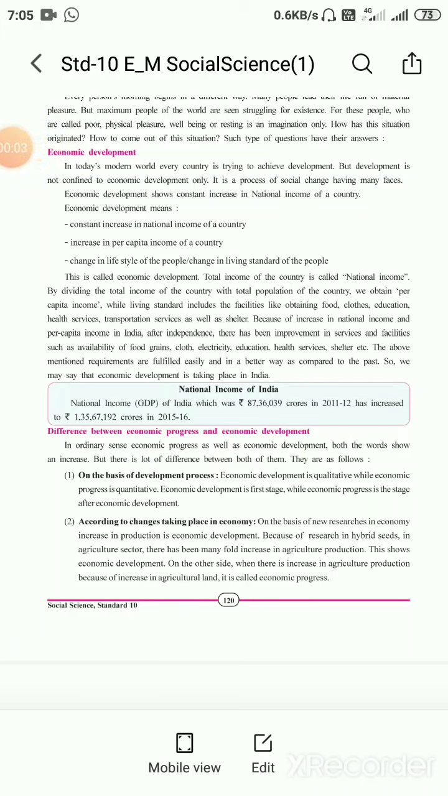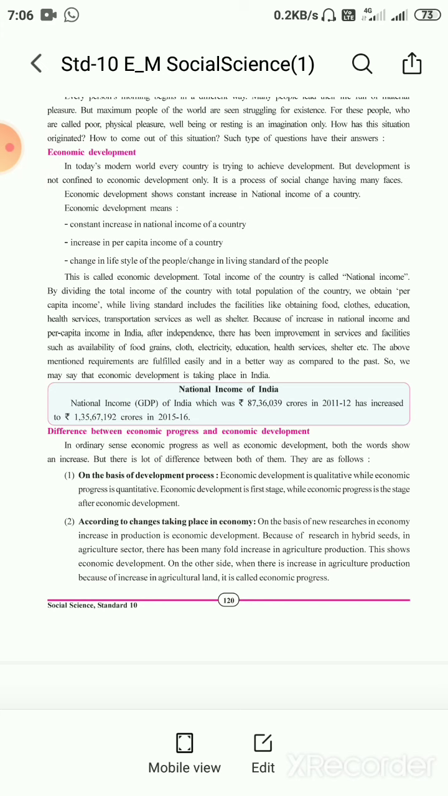Standard 10th English, subject Social Science, chapter number 15, Economic Development. Dear students, from 5th standard to 9th standard, we studied the subject of social science with three divisions: history, civics, and geography. Now, in 10th standard, we will study the fourth division, economics.